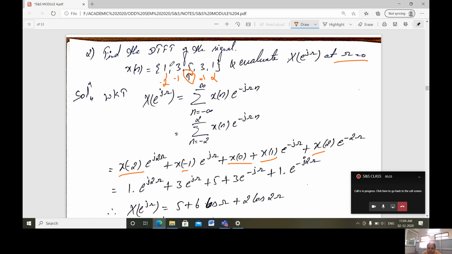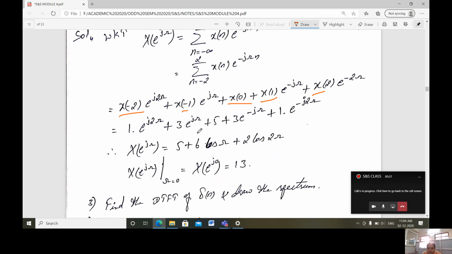Then x of minus 2 is 1, e raised to j 2 omega, plus x of minus 1 as 3, e raised to j omega. X of 0 is taken as 5, so you have to substitute there. Plus x of 1 is 3, 3 into e raised to minus j omega, plus x of 2 is 1, e raised to minus j 2 omega.